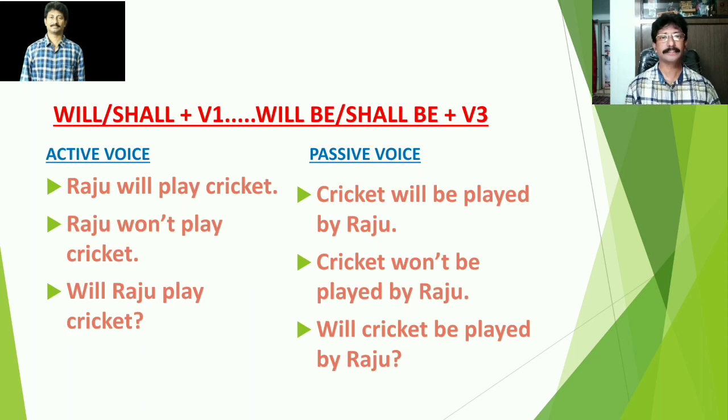Look at the heading there. Will plus V1 or shall plus V1. They get changed as will be plus V3 or shall be plus V3 in their passive forms. Look at the first example in active voice. Raju will play cricket. This is future simple. How do we change future simple sentences into their passive voice forms?